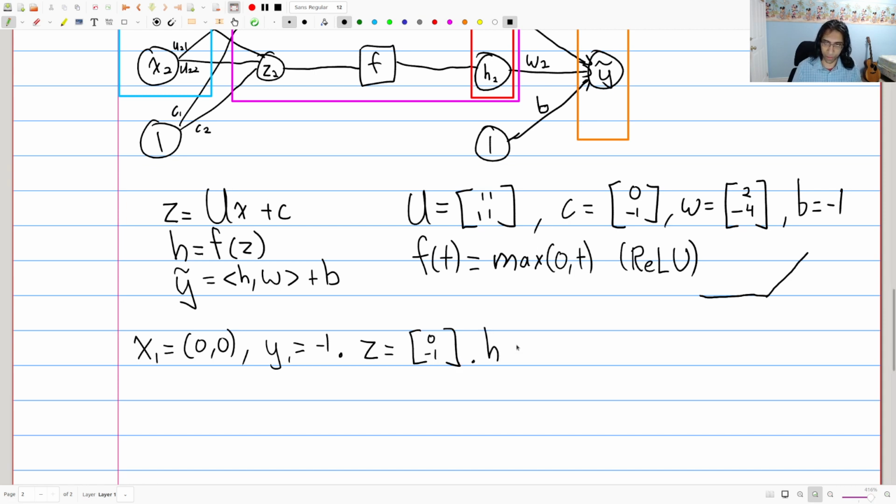The next thing we do is apply the ReLU, so h is equal to f of z. Like I said, we just apply this point-wise, element-wise, so max of 0 and 0 is going to be 0, max of 0 and -1 is going to be 0. And then the final step is y tilde is equal to the inner product of h and w plus b. So this is going to be the 0 vector, and therefore it gives you -1, which you'll note is exactly the y we were trying to predict.